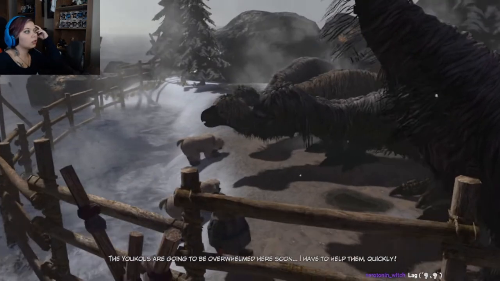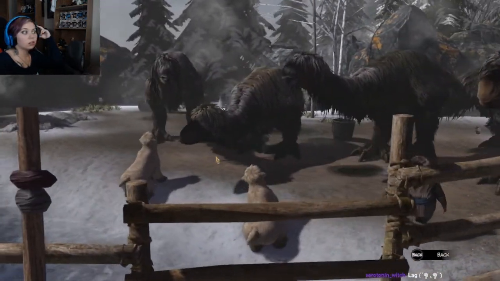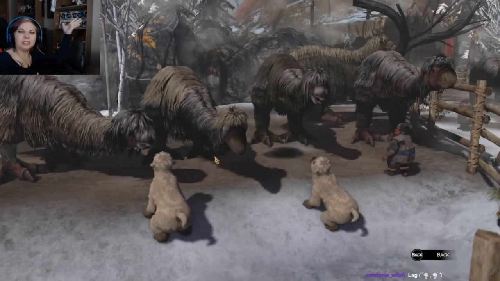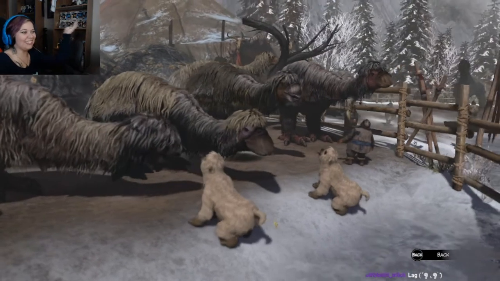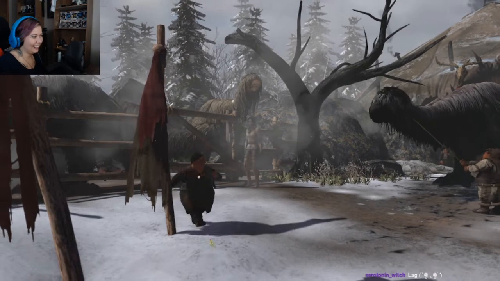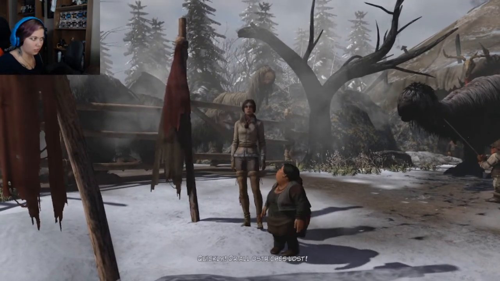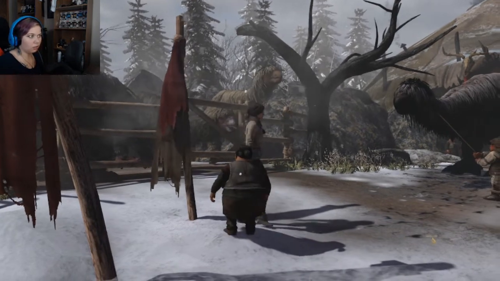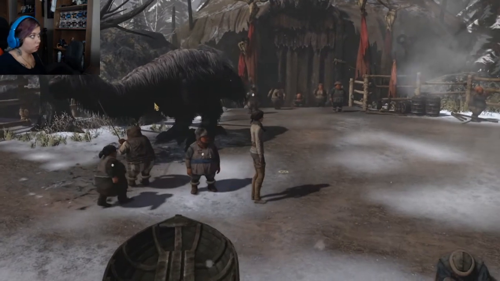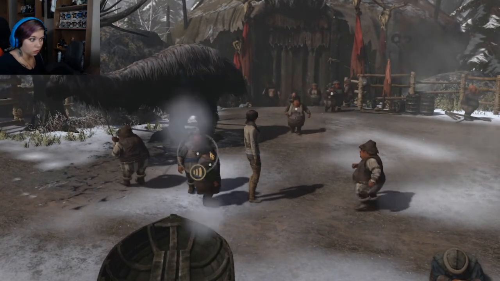The Yukels are going to be overwhelmed here soon. I have to help them, quickly. Wait, what? Also, look at the Yukis. Ah, they're extra fluffy in this one. So wait, what's... Quickly, or all ostriches lost. All ostriches lost. Miss Catwalk, pew pew, be clacka lacka.